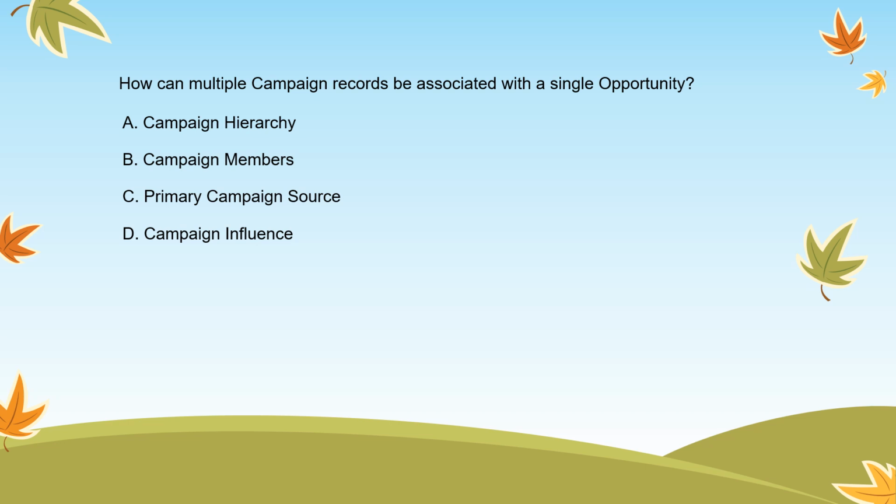Campaign members are contacts or leads associated with the campaign. Primary campaign source, so they use campaign influence to relate multiple campaigns to an opportunity, or primary campaign source as a pick list. But D, campaign influence, relates multiple campaigns to an opportunity, so the answer would be D.